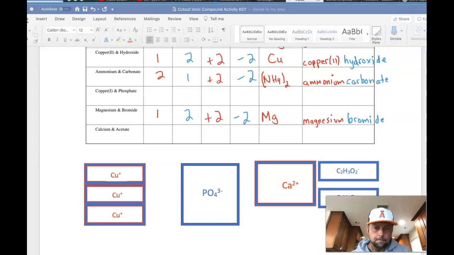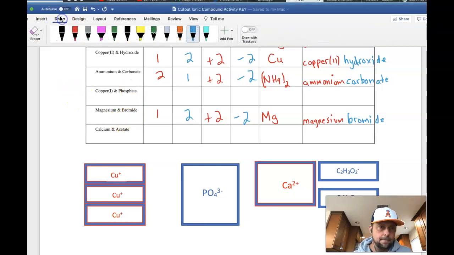Hello, chemists. Even though you'll have the answer key to the ionic compound cutout activity, I wanted to go through a couple examples to help explain how we got these answers. So let's start with copper 1 and phosphate ions. And if you look down below, I made some cutouts.